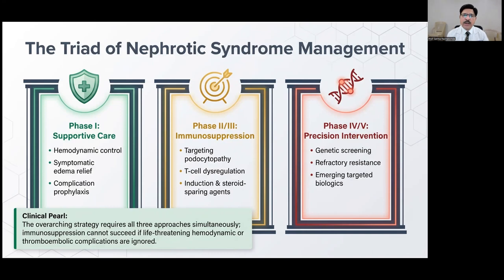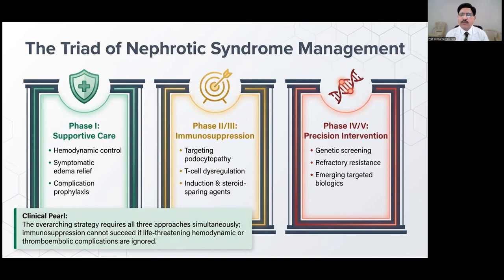Phase 2 and 3, targeting the podocytopathy. How do I do it? By giving steroids initially or, if not responding, steroid-sparing medicines. T-cell dysregulation has to be corrected. Induction and steroid-sparing area. That is phase 2 and 3. Phase 4 and 5, that is a precision intervention. That means you identify the genetic defect, identify the refractoriness and the cause of refractoriness, emerging targeted biologicals.